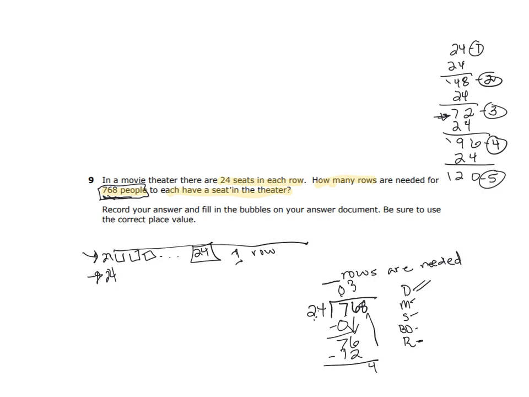Now I can bring down my 8. So we divided, multiplied, subtract, we brought down, now we're repeating. That means we're seeing, can 24 go into 48? Yes, it can. 2 times, and it goes in evenly. 2 times 24 is 48. Subtract, that's 0. So that means 32 rows are needed.